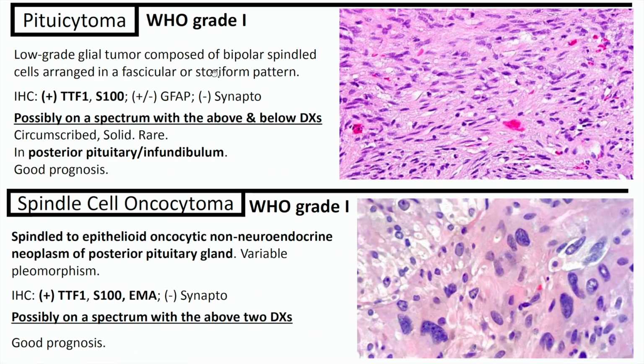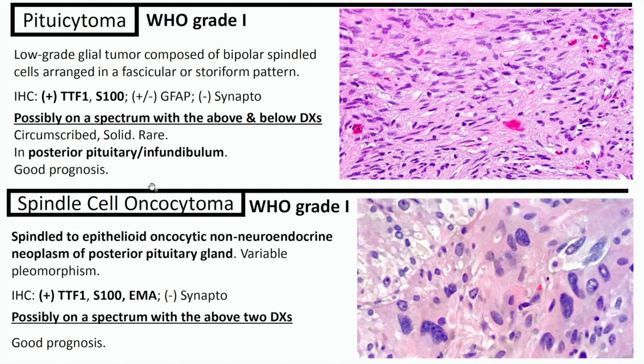All right, next up, pituicytoma, WHO grade 1. This is a low-grade glial tumor composed of bipolar spindled cells arranged in a fascicular or storiform pattern. It's going to stain for TTF1 and S100, and possibly on a spectrum with the above and below diagnoses, and it's going to be in the posterior pituitary or the infundibulum. So you can kind of see that spindled pattern that it's talking about there.